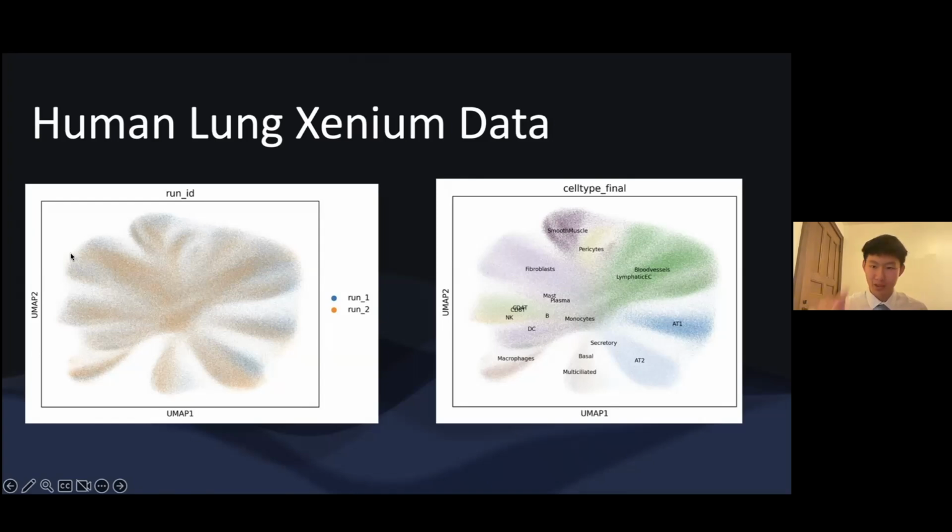We have our first run and our second run, and they look pretty homogeneous when looking at the UMAP chart. UMAP is a tool that we use to see if there are any differences between the overall gene expressions of each sample. If you look to the right, we have specific cell types all in different areas of the UMAP, which is really expected because this shows that each cell is expressing different groups of genes, which is a really good sign that our Xenium was working.